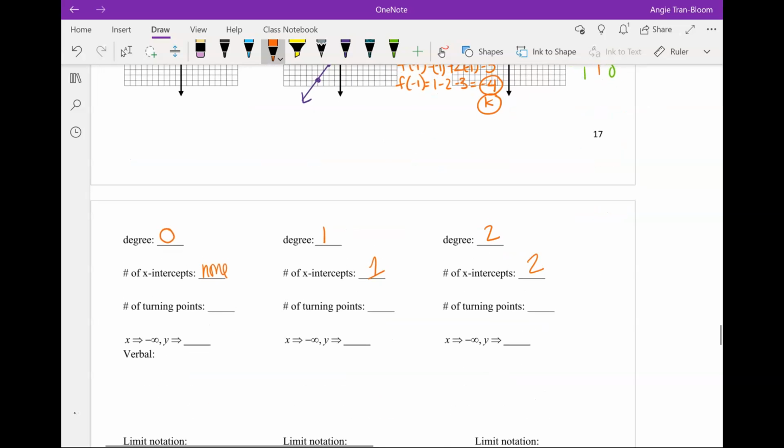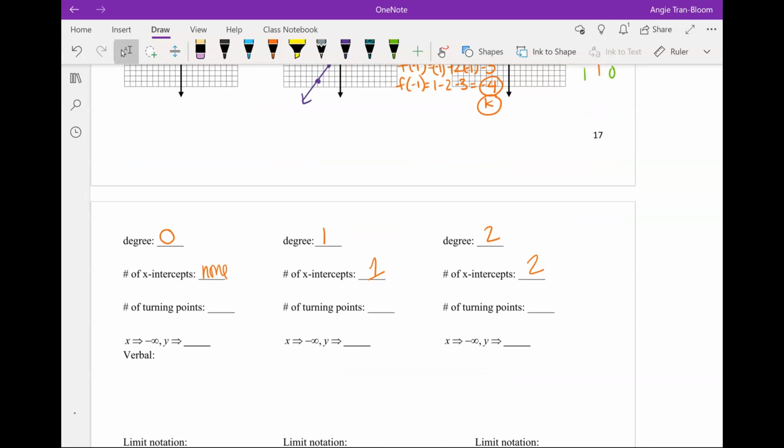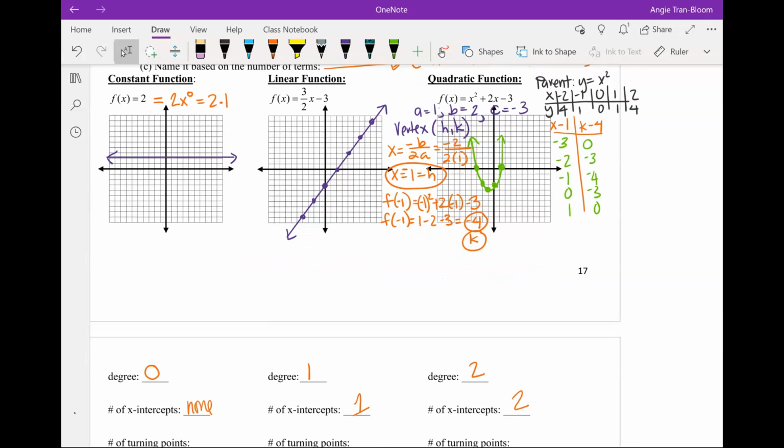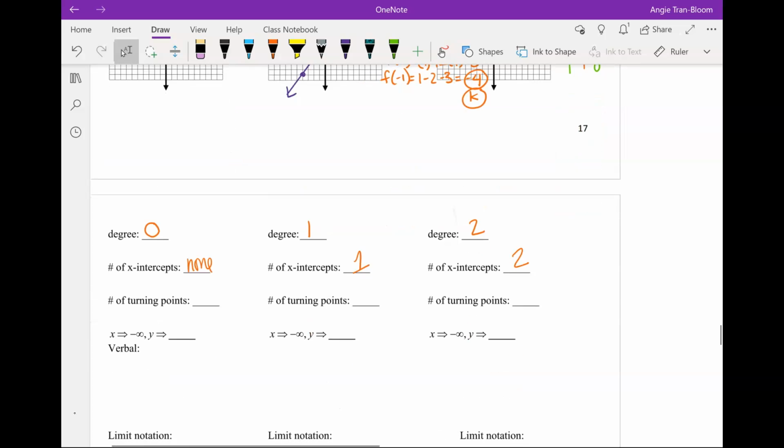Okay. Number of turning points. Anybody remember from yesterday? What was the definition of turning point? When the direction of the y-values reverses. Yeah, right? You start to go up and then it goes down. That's a turning point, just like us, right? We turn as we are going left and right, but this goes up and down or down and up. So for the constant, does it turn? No. So number of turning points, 0.